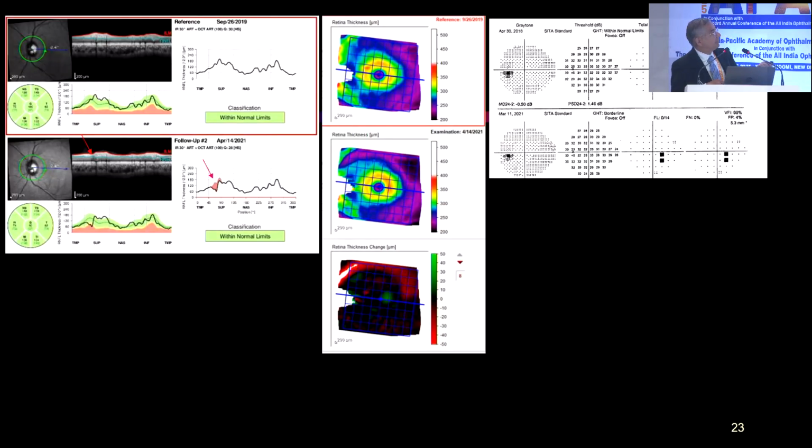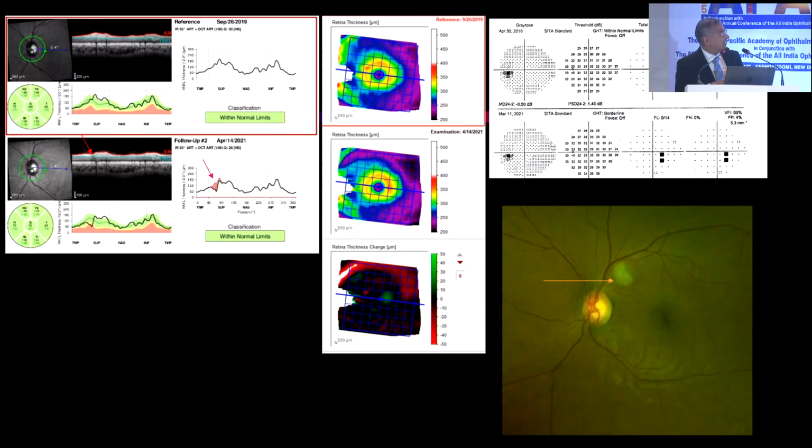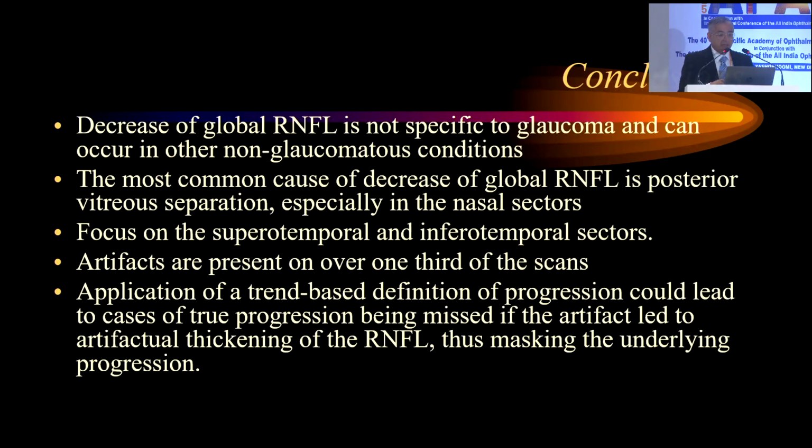For example, this patient who developed a field defect, a nerve fiber layer defect, macular thickness loss, but it was because of a cotton wool spot. So decrease of global nerve fiber layer is not specific to glaucoma, it can occur in other non-glaucomatous conditions. The commonest cause of decrease of the nerve fiber layer is posterior vitreous separation. Focus on the infero and superotemporal sectors. Artifacts are present in over 1/3 of the scans.